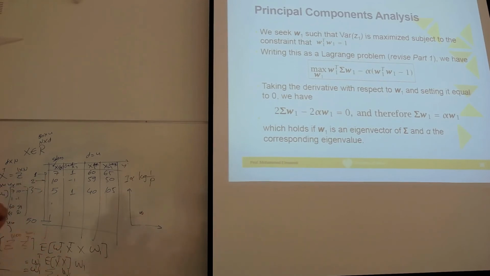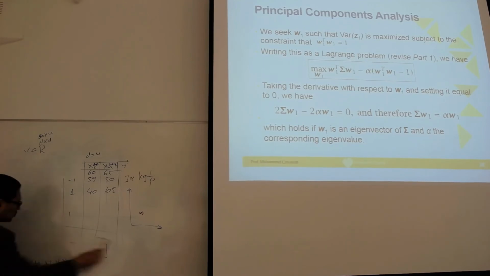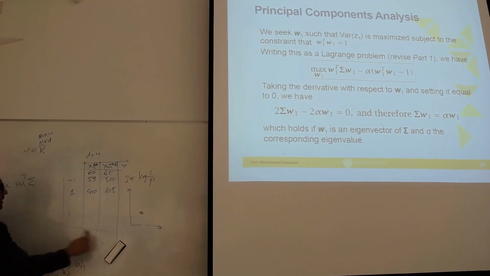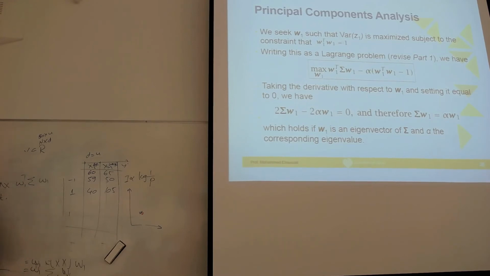Before we take the break, just to mention the formulation here. If you remember from part 1, for the Lagrange multiplier, we need to maximize the variance of Z, which is W1 transpose times the covariance of our data times W1. That's what we need to maximize, subject to the constraint that the magnitude of W1 equals 1.